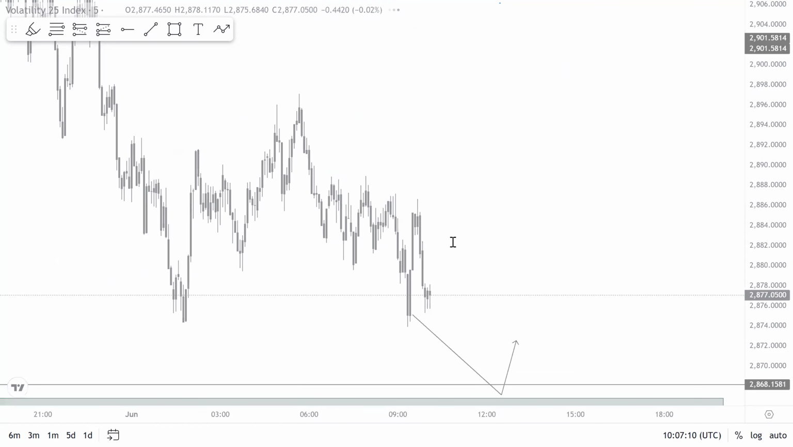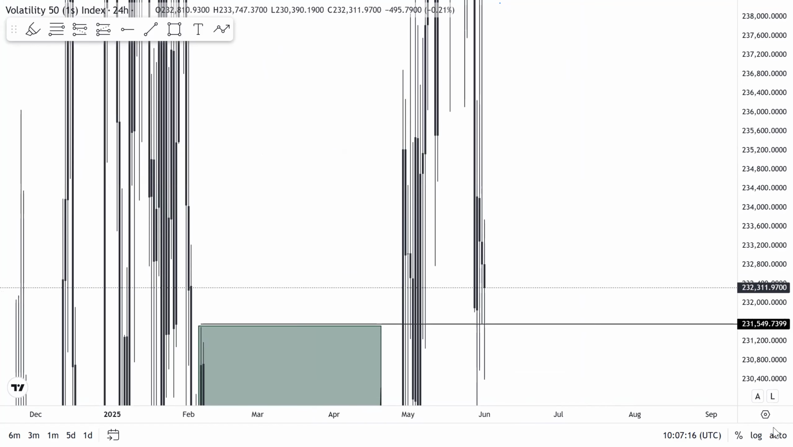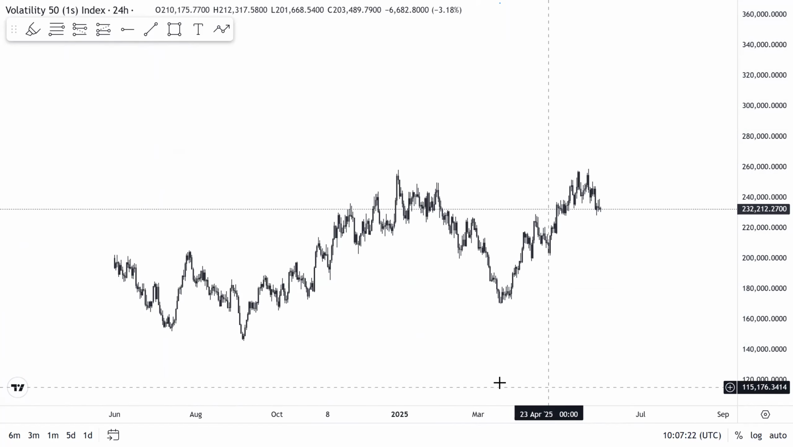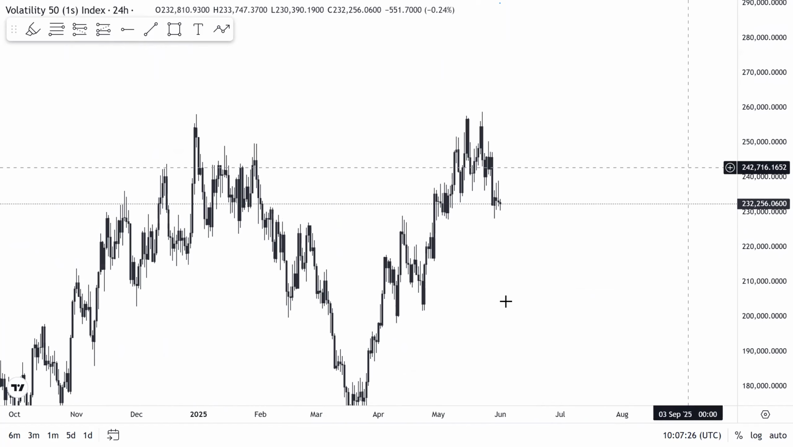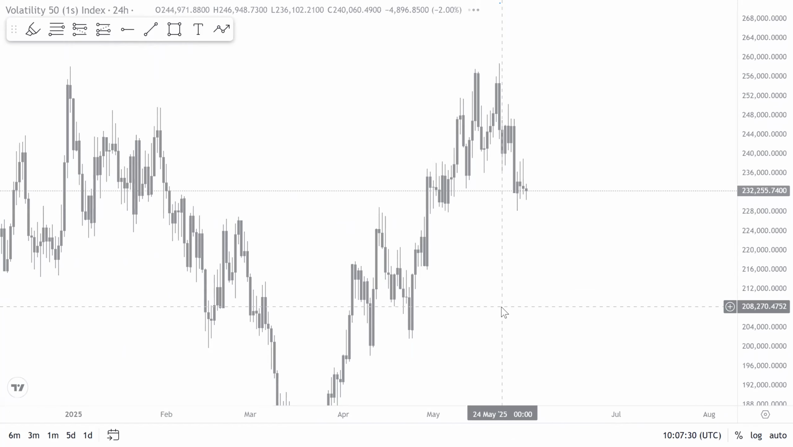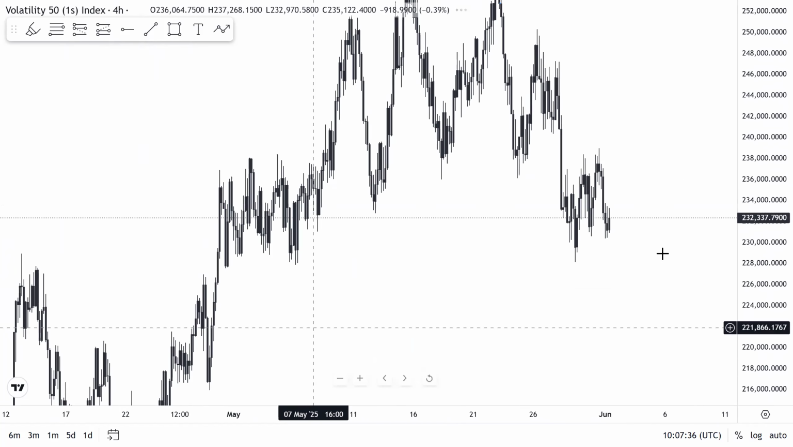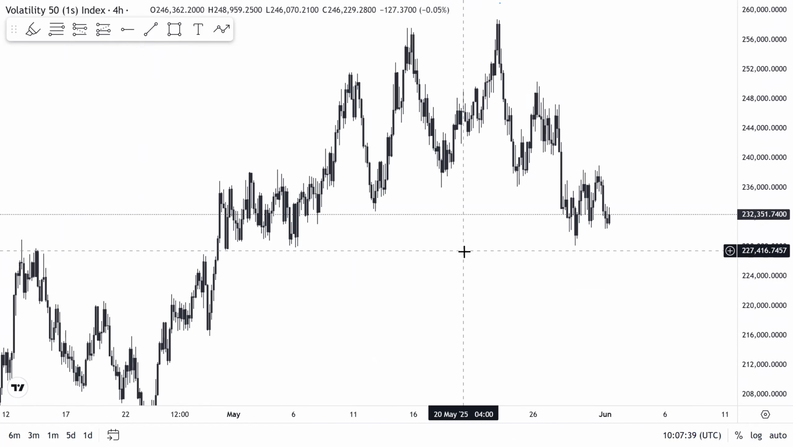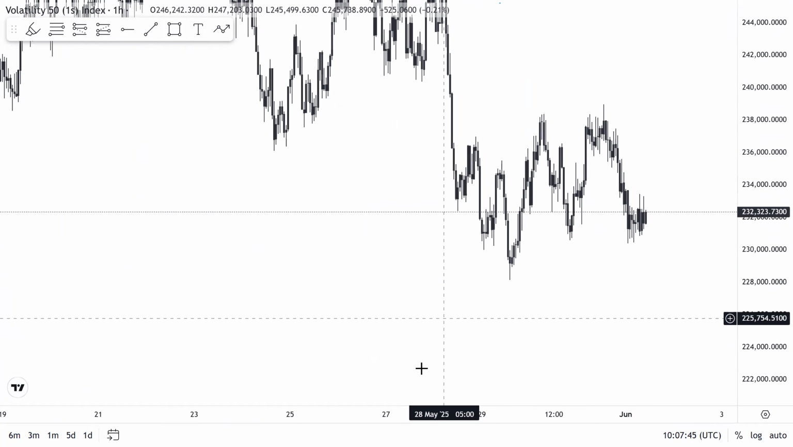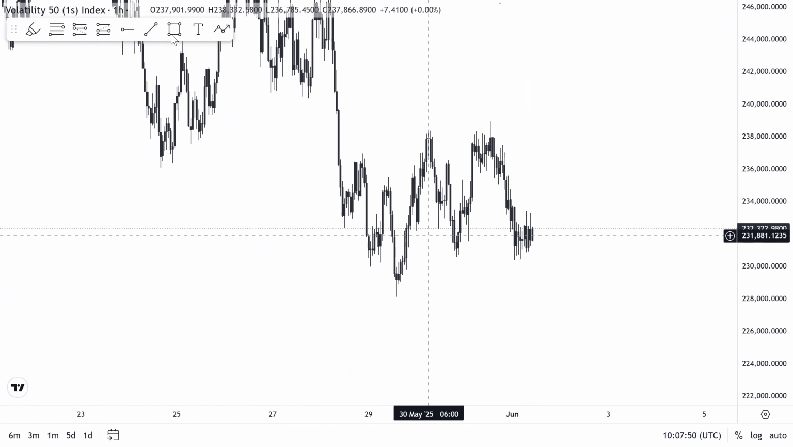V50S. Let's check what's happening. It's clear drawings. 4 hour time frame. Let's check the 1 hour. This is not that clear to me. Okay, I can see something.